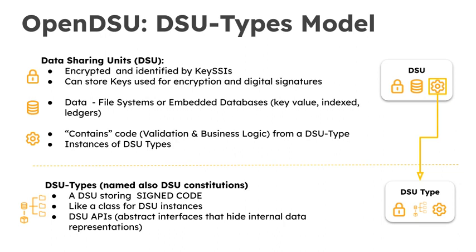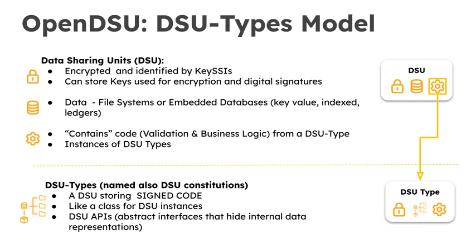To summarize, data sharing units, DSUs, are secured and identified through keys. They have the capacity to store keys that are essential for encryption and digital signatures. DSUs can handle various types of data, functioning as file systems or embedded databases, including key value stores, index databases, or ledgers. They can also contain code that is crucial for validation and implementing business logic, a feature that is specific to each DSU type.